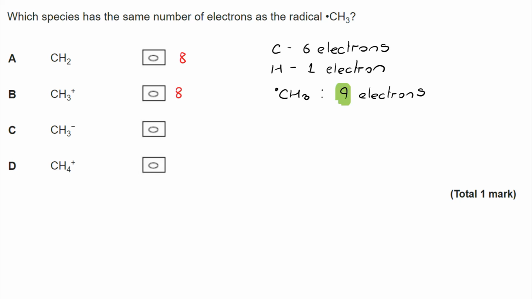CH3-, well, I've got 9 in a CH3, so minus we add 1 and we get to 10, and that therefore leaves us with CH4+. CH4, 6 in the carbon, 4 hydrogens, that's 10 electrons in total, but the positive charge means we've lost 1, so we have 9, which is the same as CH3, and there we have our answer.